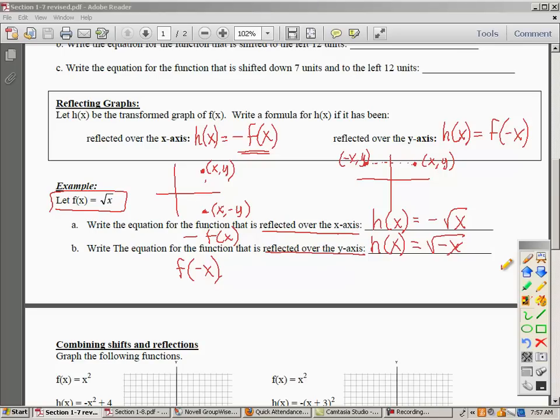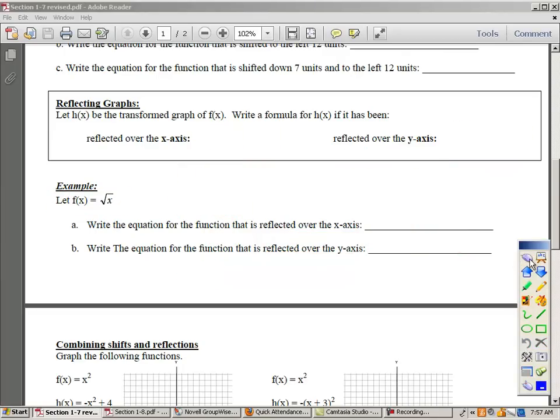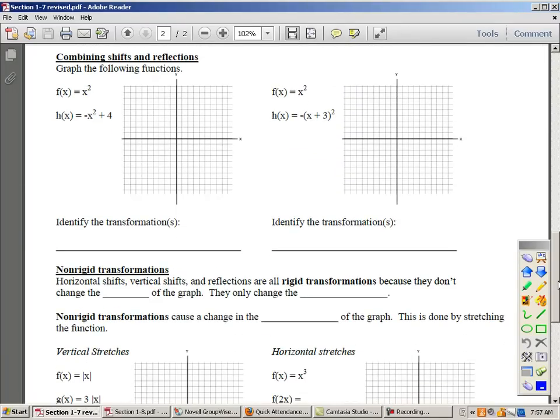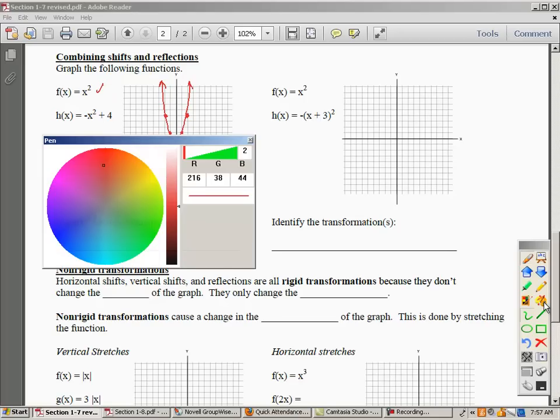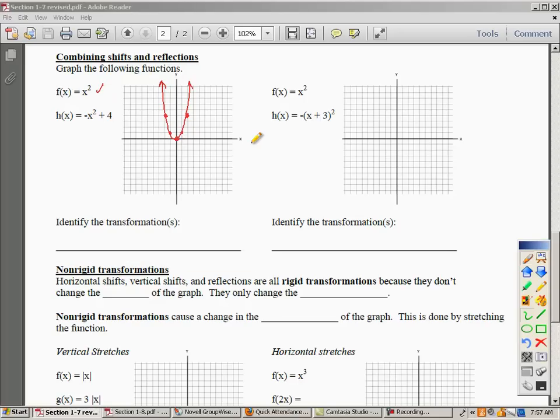Go ahead and flip the page, and we're going to do a little bit of a mix. Our first graph, x squared, we've done a couple of times already. Let me quickly put that graph in. You'll notice it is a parabola. So this is that first x squared. And then I'm going to change my color again, and I'm going to do my second one in blue.